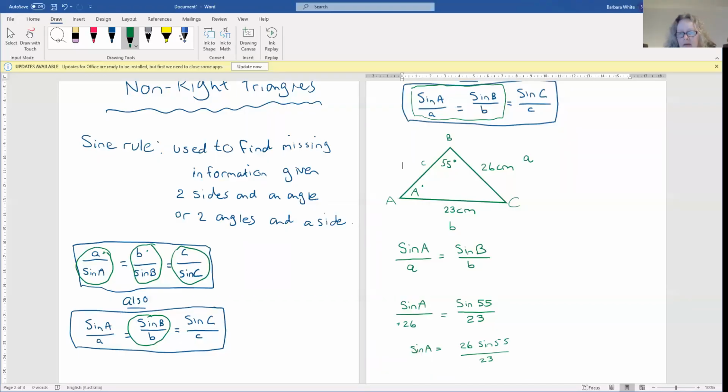So the sine of A is 0.93. So if I know the sine of A and I'm trying to find A, I'm going to go sine to the power of -1 of 0.93, which will give me the angle itself. And the angle is 67.82 degrees.